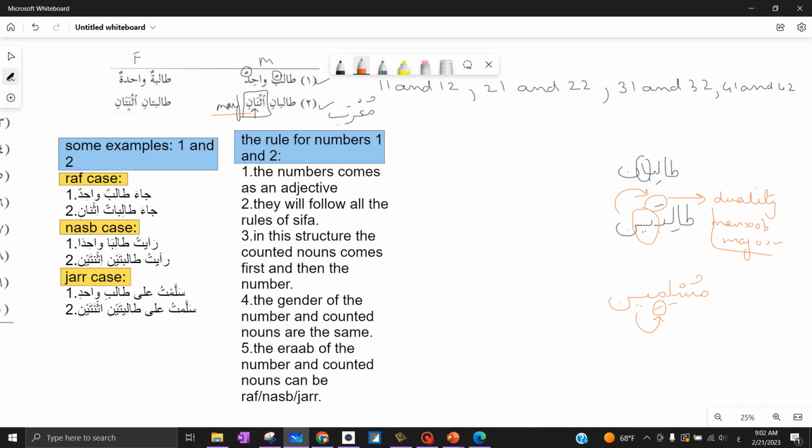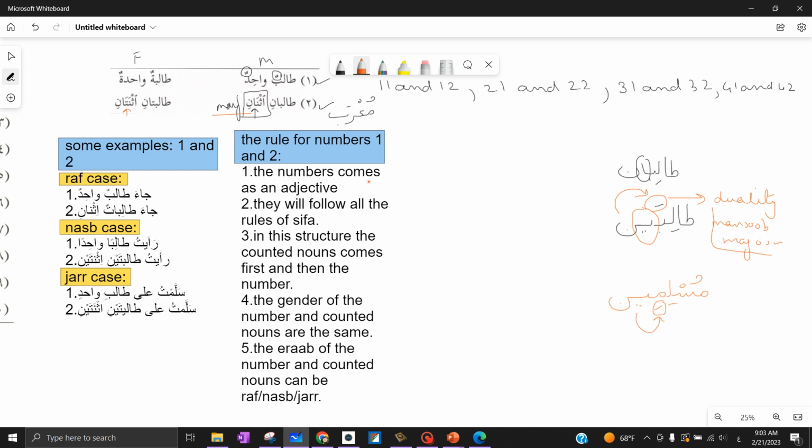Talibani ithnatani. Now this ta comes, it shows the femininity, tatanis. It is the tatanis. Talibani ithnatani. Now we come to the rules for the numbers 1 and 2. What are the special things that we should look for?